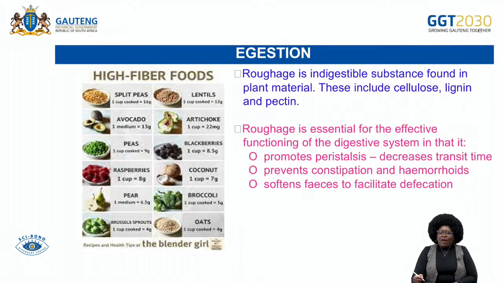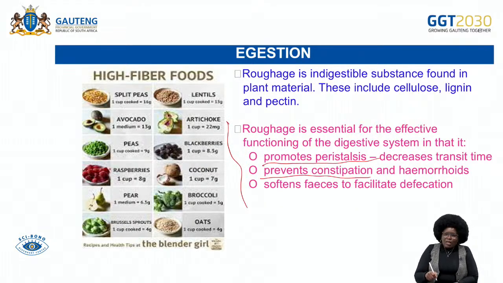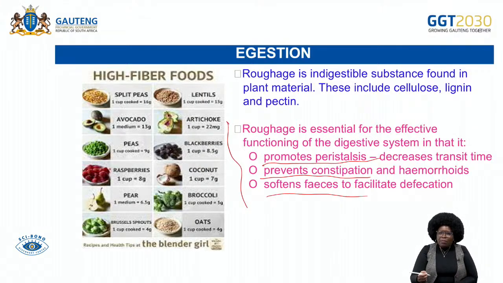Egestion, removal of waste products from the body. Now we've got roughage, which plays a role in digested food substances. What they do now, they are removed from the body, right? And roughage plays a role in promoting peristalsis and prevents constipation and softens the feces, so that defecation, the process of defecation, is safely facilitated.